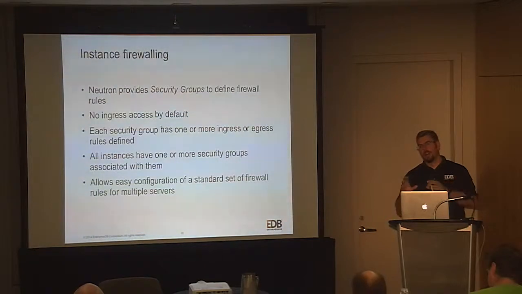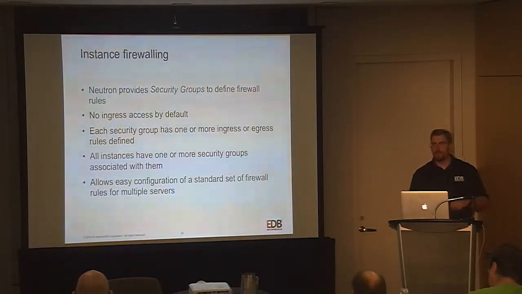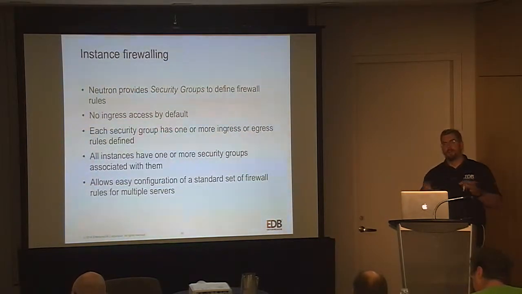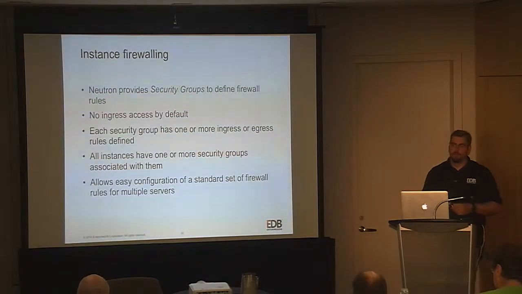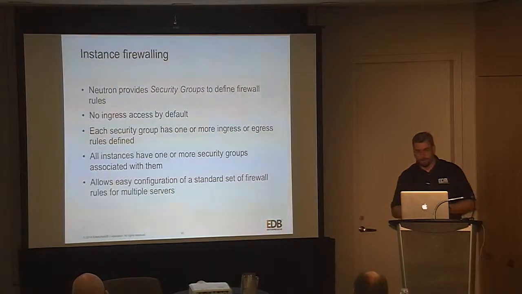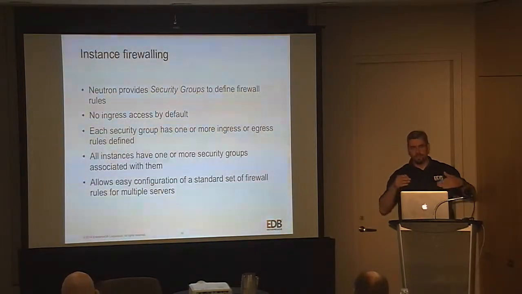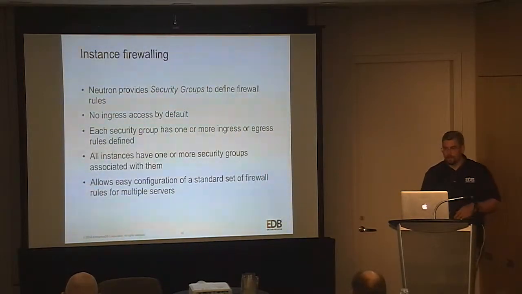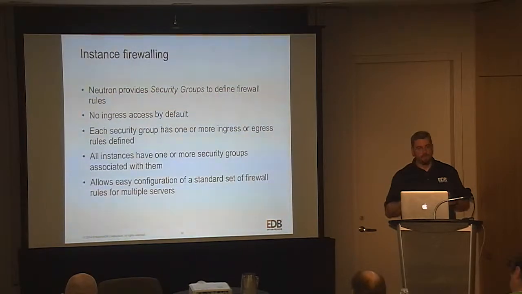So you can create one security group that will allow SSH in for administration, another one that opens up port 5432 that you can use on all your database servers, maybe another one that opens up 6543 for PG Bouncer, and then just apply those groups to whichever nodes are appropriate for what you're doing. This makes it nice and easy just to have a standard set of firewall rules for all of your database servers. You can just apply the same thing over and over again.